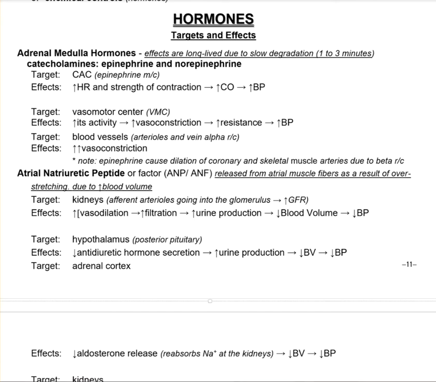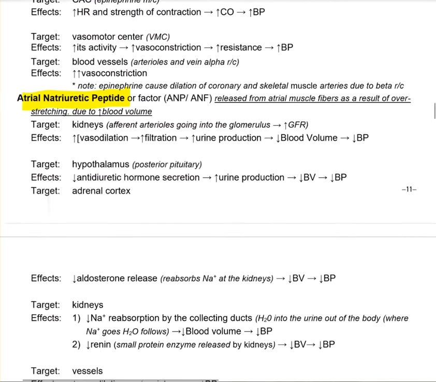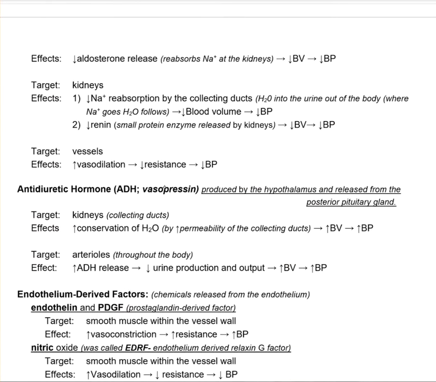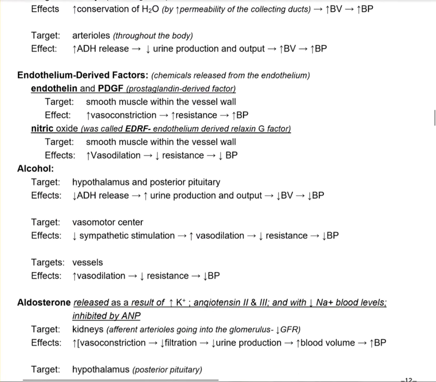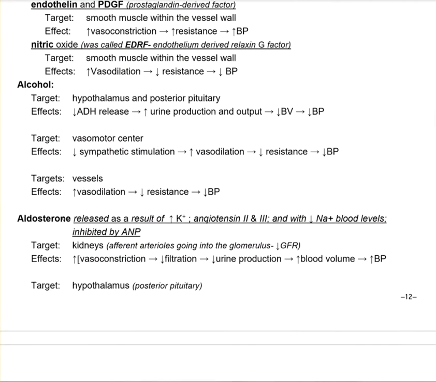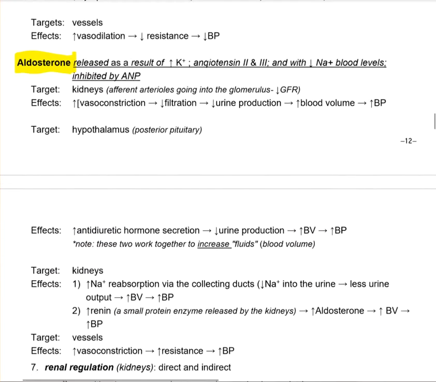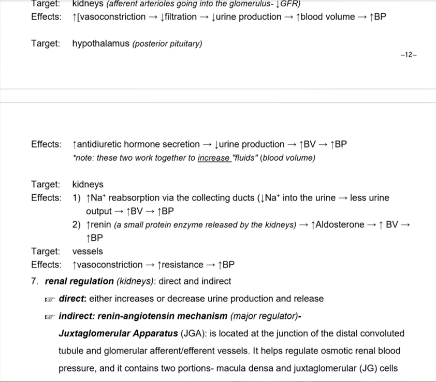So the first thing you're going to see is the hormones that I talked about in the previous video. The adrenal medulla. There's all sorts of things about the targets and the effects. The atrial natriuretic peptide and its effects. Antidiuretic hormone and its effects. I'm going to come back to these in just a second. I'm purposely skipping a couple things. Aldosterone, right, which we talked about, working opposite of that ANP.